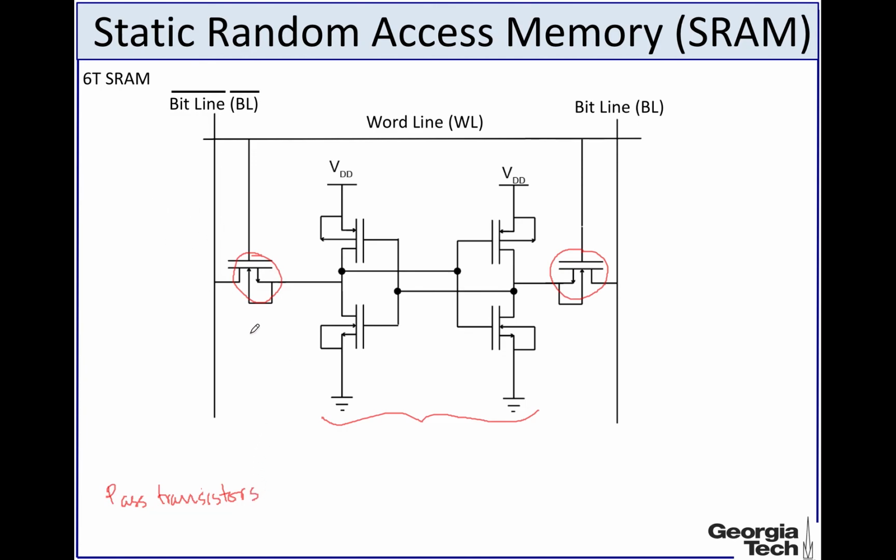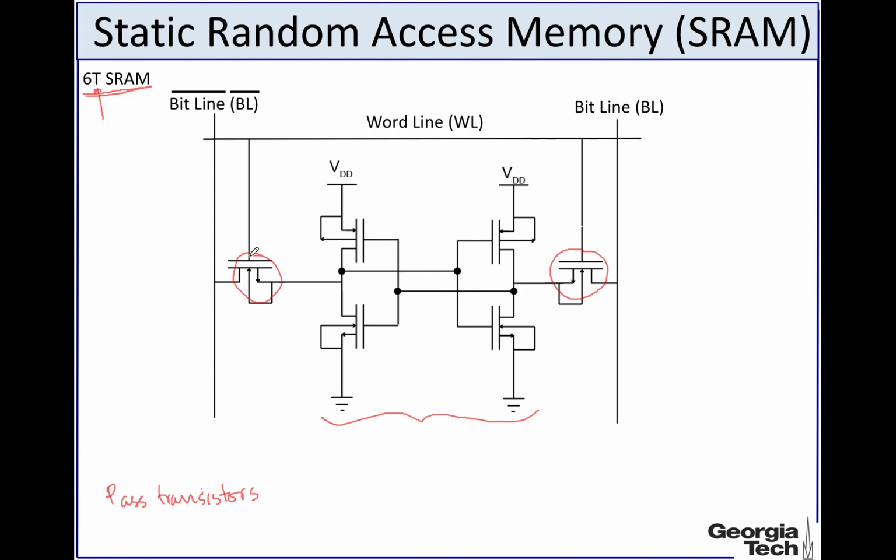Pass transistors, and if you count the number of transistors in this circuit, you have 6 transistors, and that's why this cell is called 6T, where this T stands for transistors. Alright, so now what do these two transistors do?